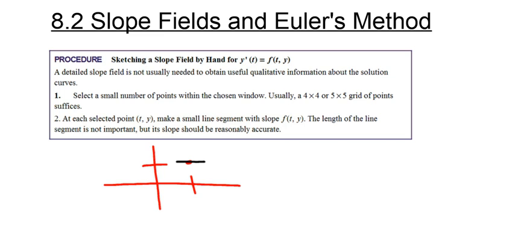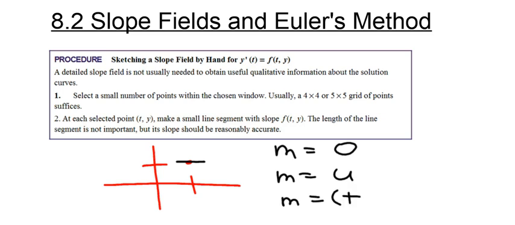So maybe the key thing to look for is where our slopes are going to be 0, where our slopes are going to be undefined, and we want to know where our slopes are going to be positive, and where our slopes are going to be negative. And then if we can at least draw positive, negative, 0, undefined, we can get an approximate idea of what the solution to the differential equation would look like. Remember, the solution to a differential equation is always a function. So we're going to try to do a couple by hand.